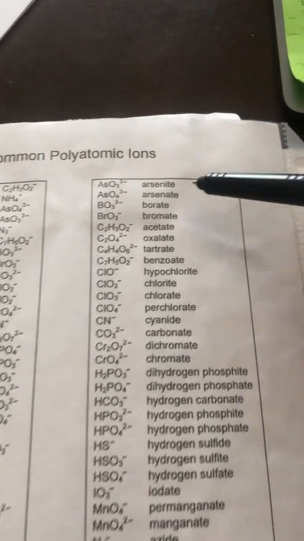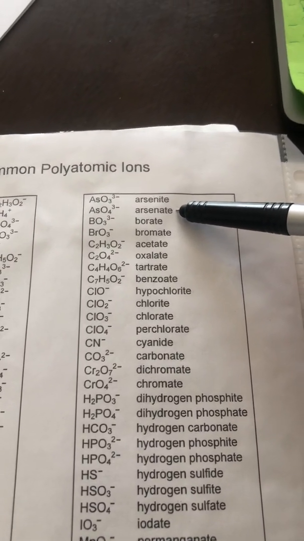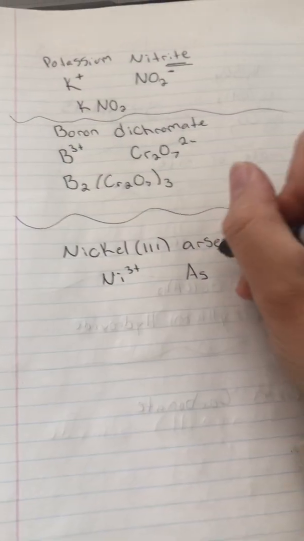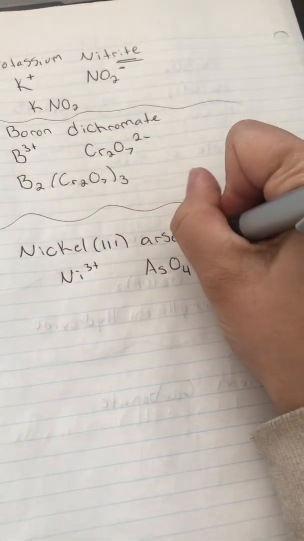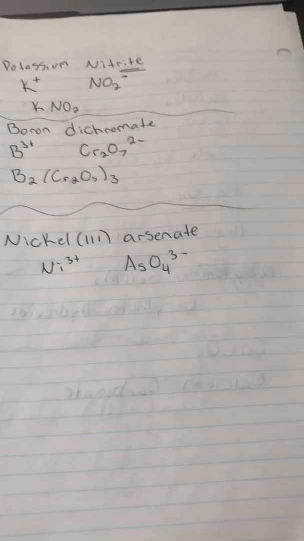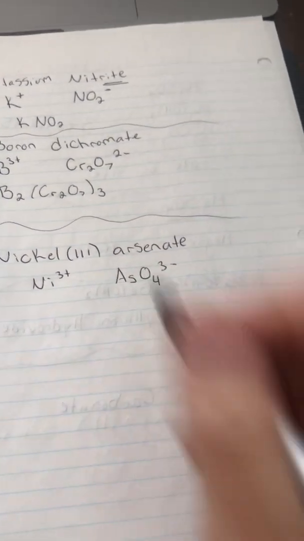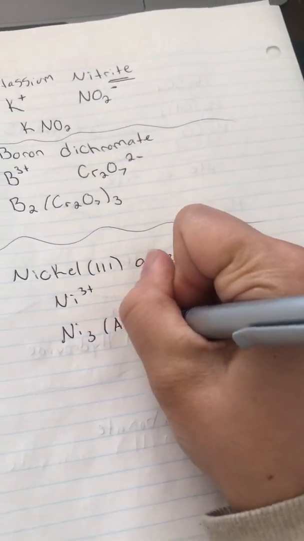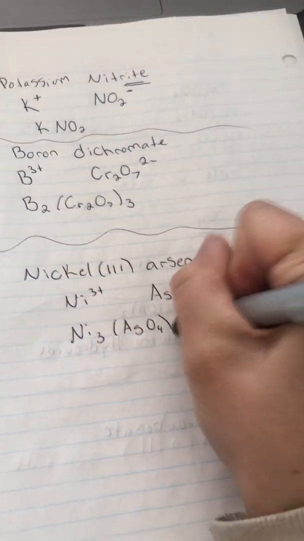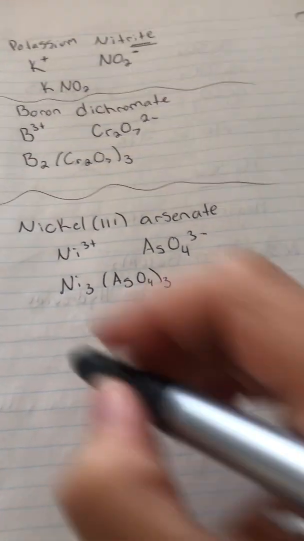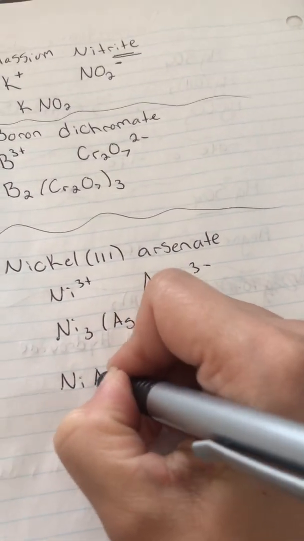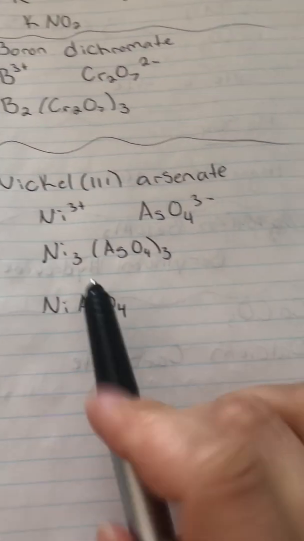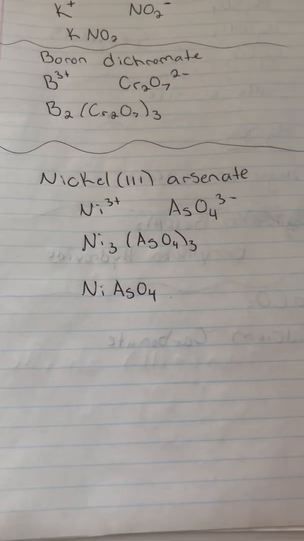Then we find it up here, arsenate. It is AsO4 with a minus charge. Again, we're going to drop the signs and then cross the charges. Ni with this 3, brackets, AsO4 with this 3. However, because they're both 3, we can reduce those to NiAsO4, both 1s. You don't need the brackets when you have the 1s. You can put them there if you like, and then put a 1, but it will normally not be written like that.